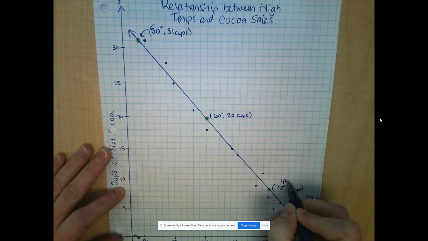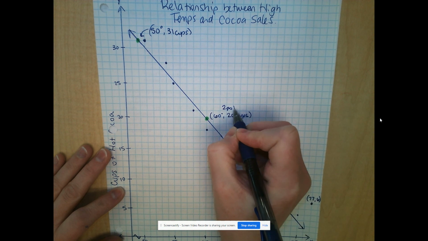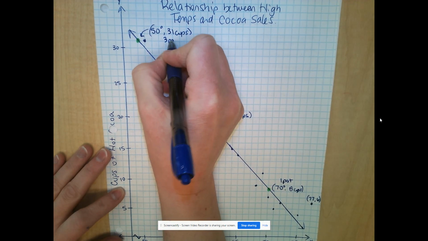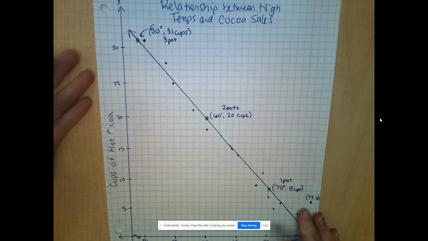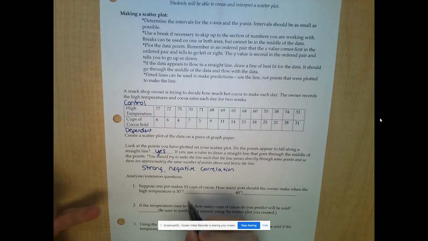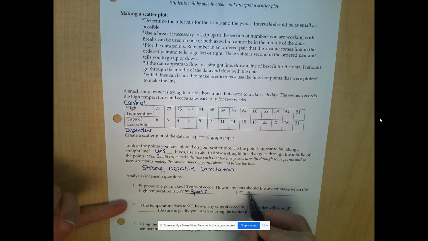So every 10 degrees looks like it's about 1 pot. So this one looks like about 1 pot. This one looks like about 2 pots. This one's looking like 3 pots. So if I went back to 40 degrees, which would be 10 degrees cooler, I would probably need 4 pots of hot cocoa. So 50 degrees, we said 3 pots. And I'll put the about symbol there. And 40 degrees, about 4 pots.